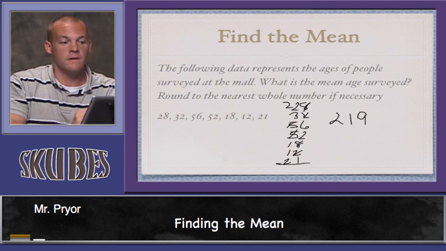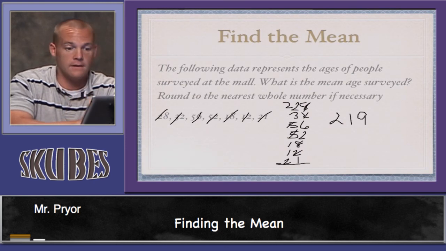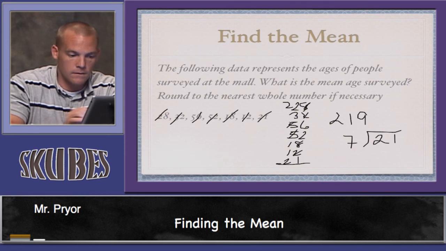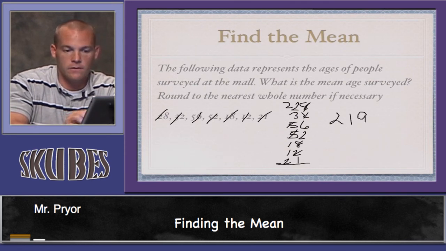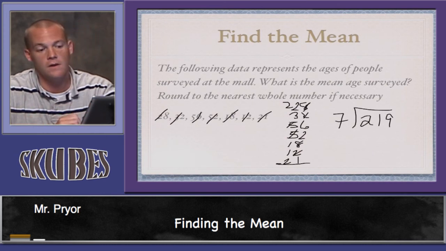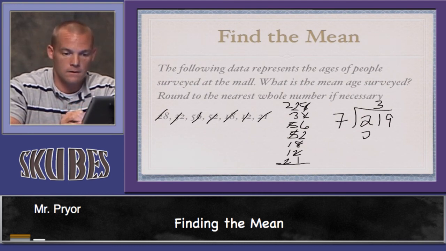All right. In this case we have 1, 2, 3, 4, 5, 6, 7 values that we need to divide by. Let me make a little room here. So we're going to do 7 into 219. Let's see how many times that goes. 7 goes into 21 3 times, with nothing left over. Then we bring down that 9. 7 goes into 9 1 time.